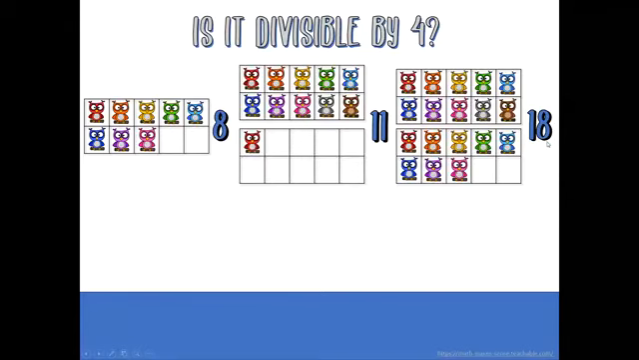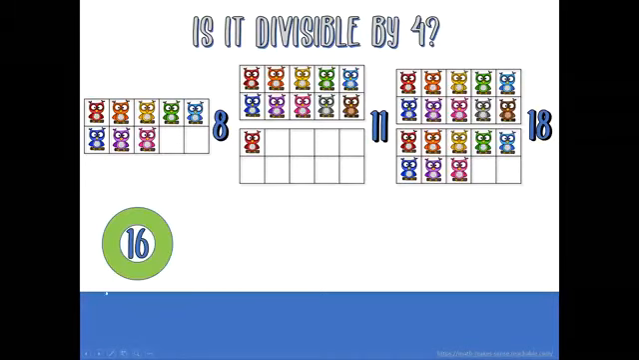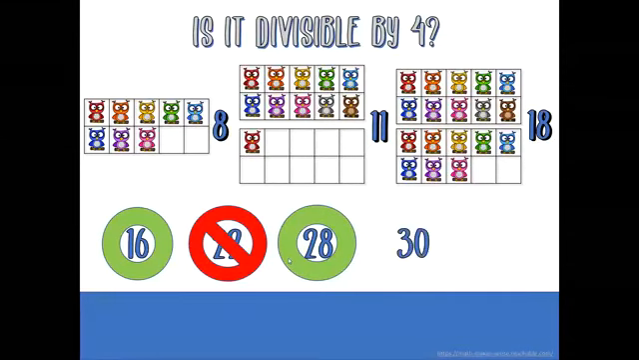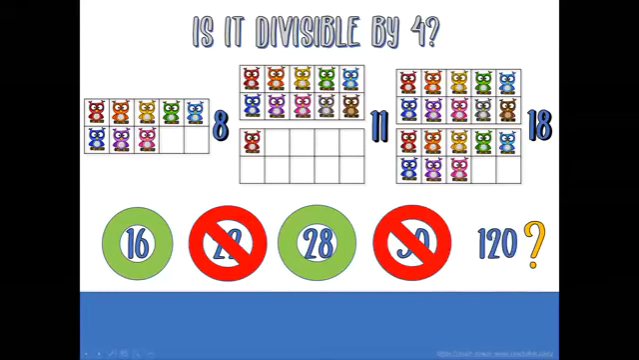Let's try 18. We can break 18 in half and you get 9, but then you can't break 9 in half because it's an odd number, not even. So let's take a look at a few more numbers here. 16, yes. 22 is not divisible by 4. And we're going here just with what we know about smaller numbers to kind of build a pattern of what's going on. 28 is divisible by 4. 30 is not. And let's see, what do we know about 120?